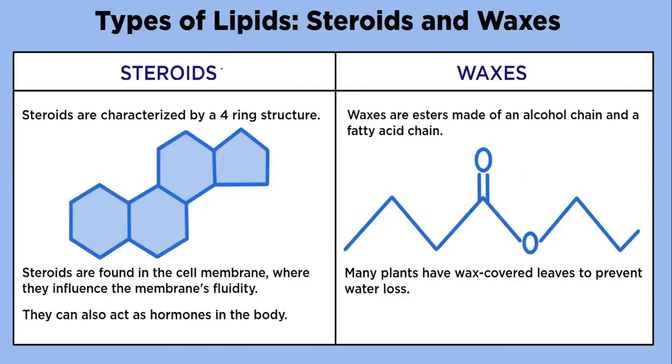Here I just tried to look at the steroids and also the waxes. Waxes are esters made up of an alcohol chain and a fatty acid chain, and steroids are characterized by a 4-ring structure. There is a little bit of difference if you compare how these look and how those look.